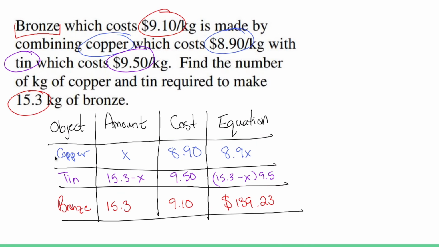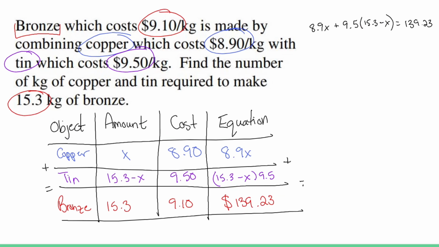Now, common sense would tell us that the copper plus the tin is going to equal the bronze. So the equation I set up is 8.9x plus (15.3 minus x) times 9.5 equals 139.23. I'm going to rearrange this to make it a nicer looking distributive property problem: 8.9x plus 9.5 times (15.3 minus x) equals 139.23.